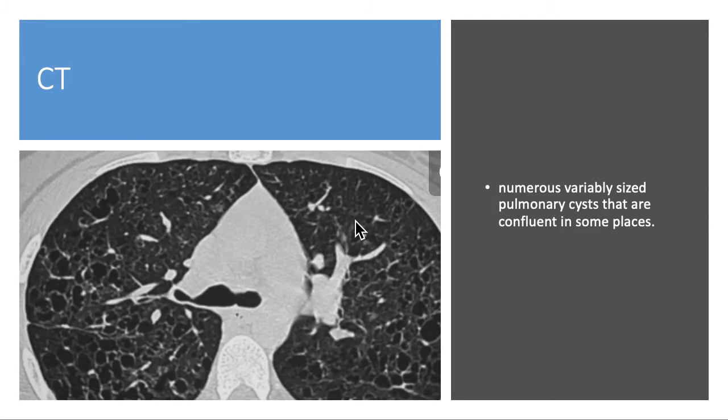The distribution of the nodules is centrilobular, reflecting the bronchial-centered development of pulmonary Langerhans cell histiocytosis lesions. As the disease evolves, cystic lesions become a predominant finding shown on the picture. They vary in size, although most are less than 1 centimeter in diameter and may be isolated or confluent, sometimes mimicking centrilobular emphysema.